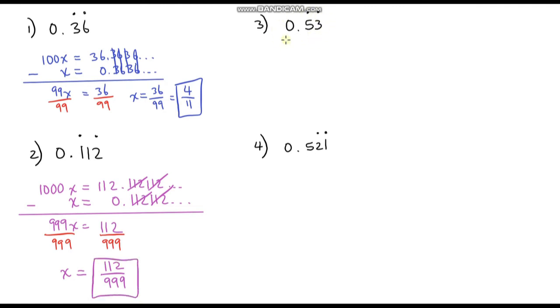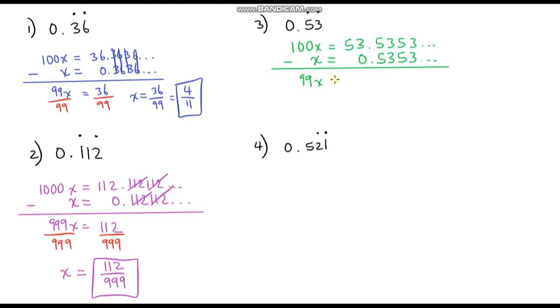So let's write this out in full and set it equal to x. And now I can see that we've got 2 digits that repeat, so we're going to multiply by 10 2 times, so that's the same as multiplying by 100. And now we can subtract, so 100x subtract x is 99x. And then these will cancel, and we're just left with 53 minus 0, which is just 53. And now we can divide both sides by 99, and we are left with x equals 53 over 99, and I don't think we can simplify that, so that is our answer.